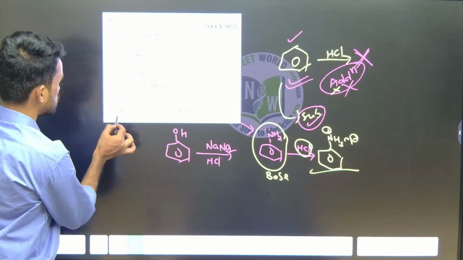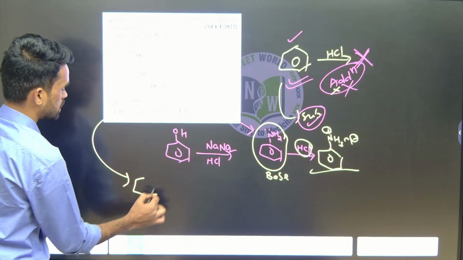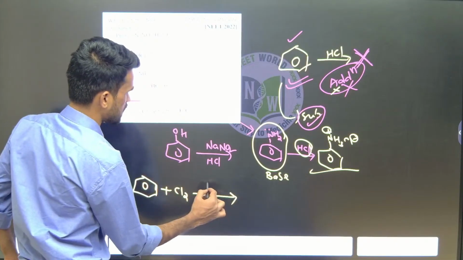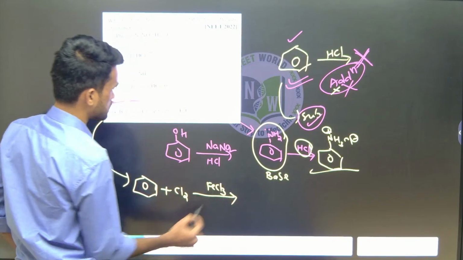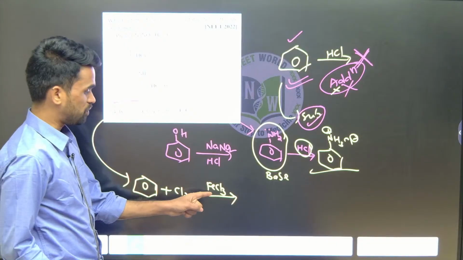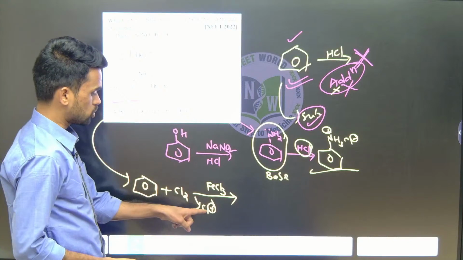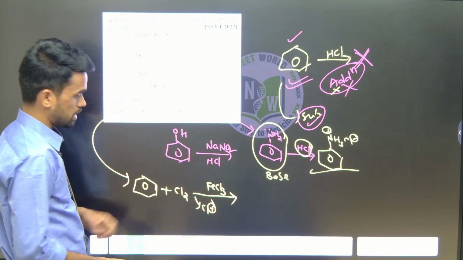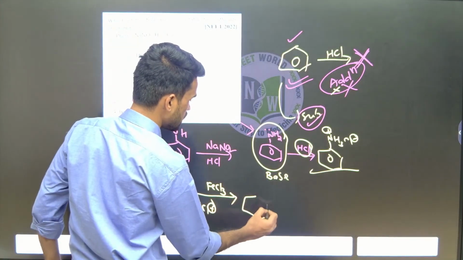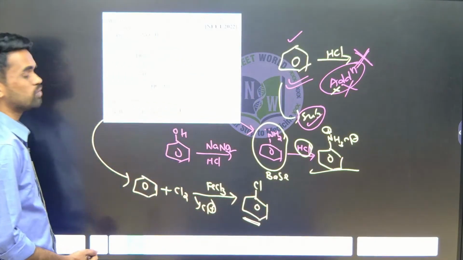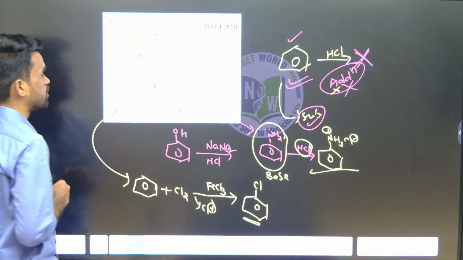Now if you see this fourth option, what they have done here is benzene is treated with chlorine in the presence of anhydrous FeCl3. So now what happens? Chlorine and FeCl3 give you a chlorine cation. The chlorine cation will be attached here, which is what we can call the halonium ion. So it will give you chlorobenzene. So what will be your answer for this question? The fourth option will be perfect, right?